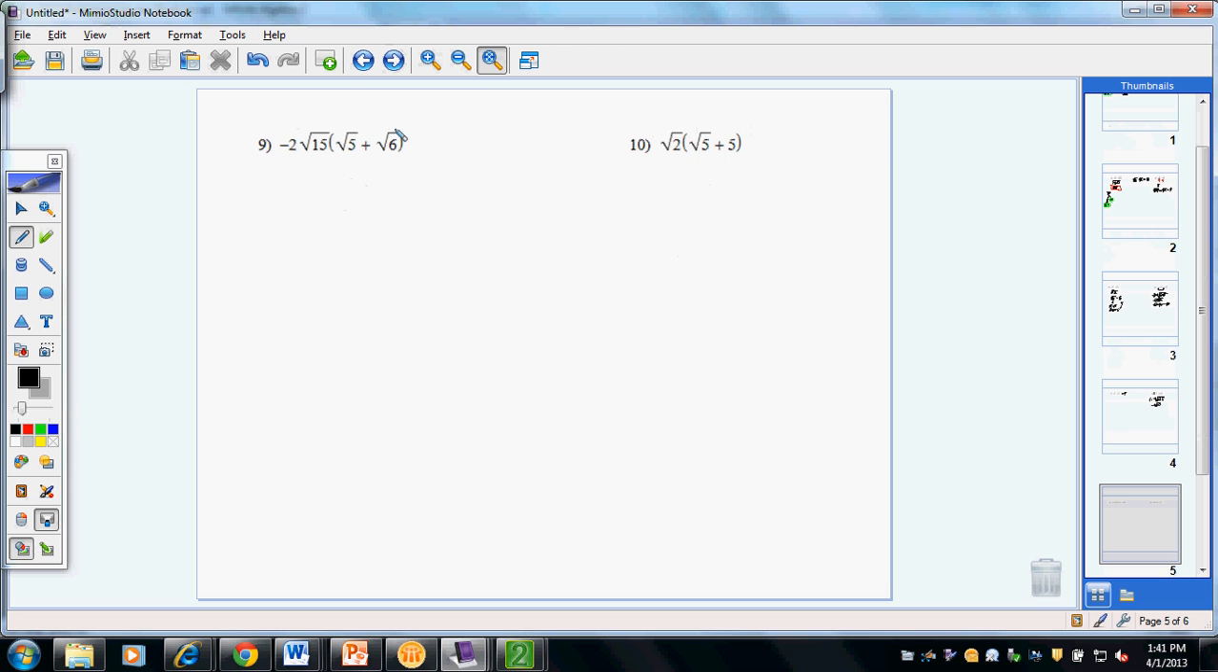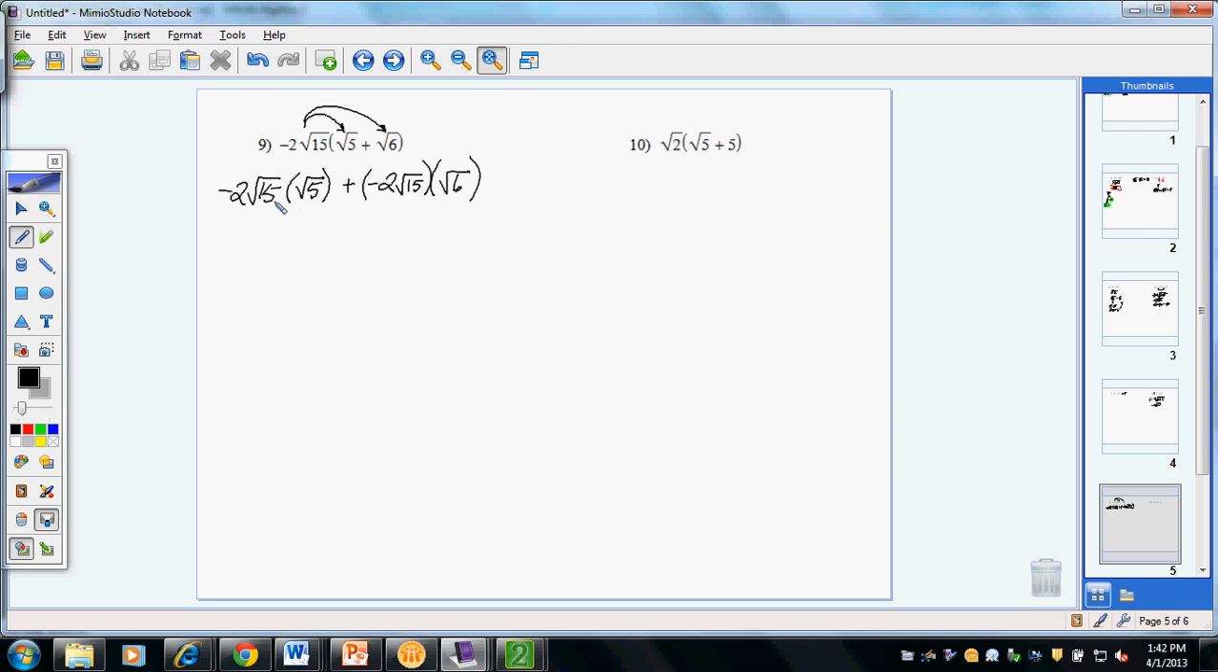All right, this one we're actually using the distributive property. So we're distributing this to each one of these terms. So we have negative 2 square root 15 times square root 5, plus negative 2 square root 15 times square root 6. Okay, so let's deal with this first part here.